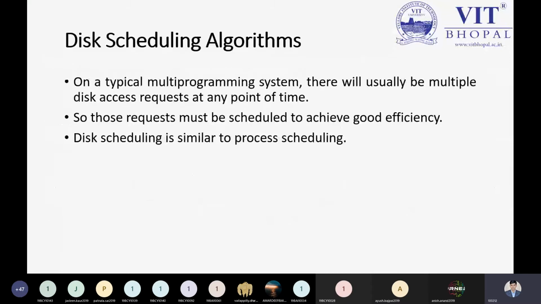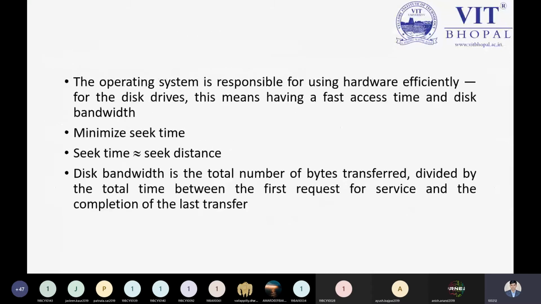So, minimize seek time. Now, seek time is equal to the seek distance. In various articles and books, seek time is also recognized by the seek distance, and that is also equivalent to, we can say, disk bandwidth. You can understand it as the total number of bytes transferred divided by the total time between the first request of the service and the completion of the last transfer, the initial time and the last accessibility time.